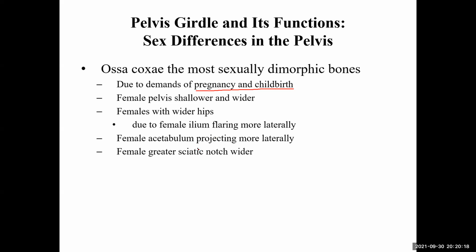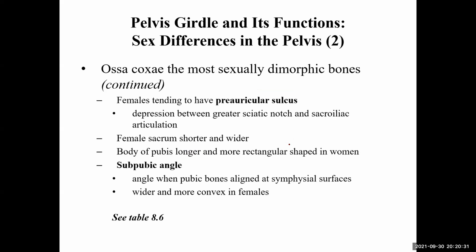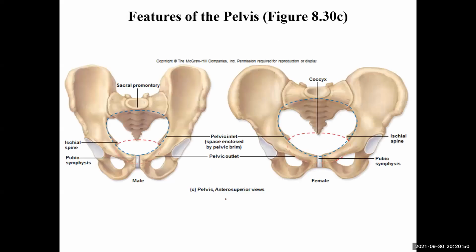We'll also see on the female, the acetabulum is going to be more lateral. That's one of the reasons why women have a better center of gravity. And we also notice that the greater sciatic notch will be larger. I pointed out the subpubic angle. That's where both the pubic bones articulate with one another, and that subpubic angle is going to be much larger in women. So here you can see the big difference between male and female. This is that subpubic angle right here. It's much wider, much more convex than the male.